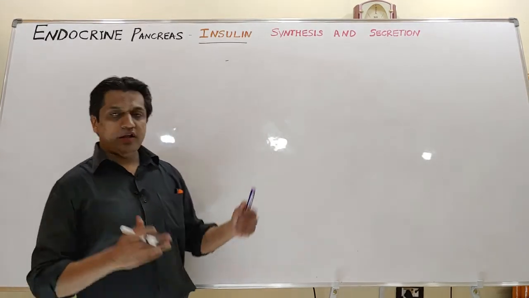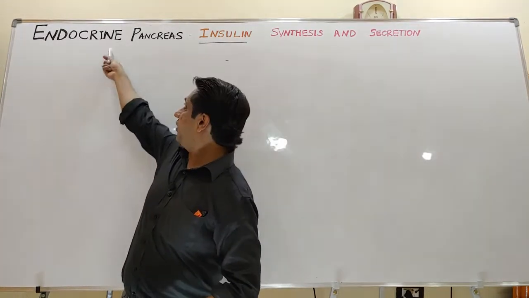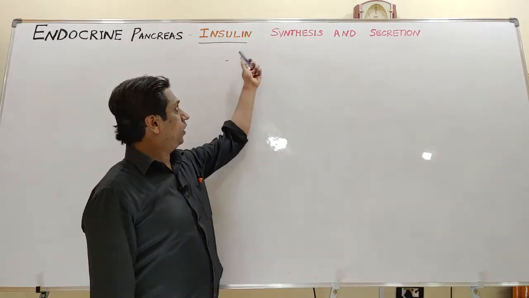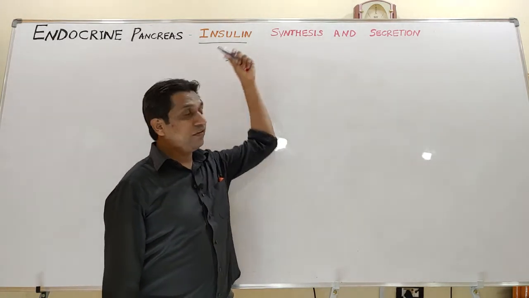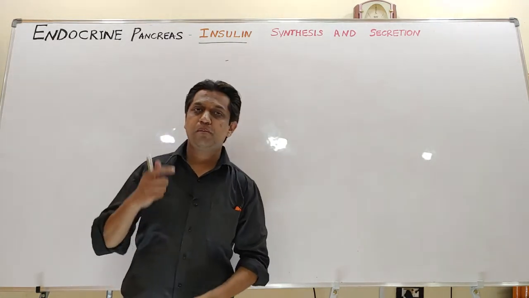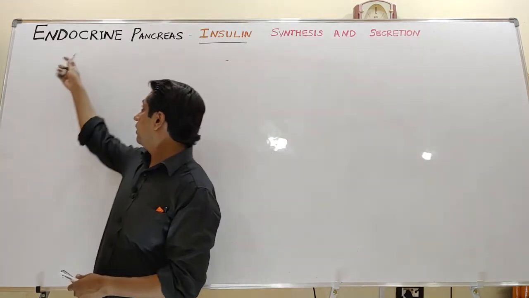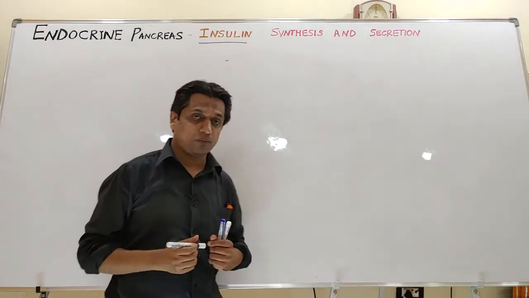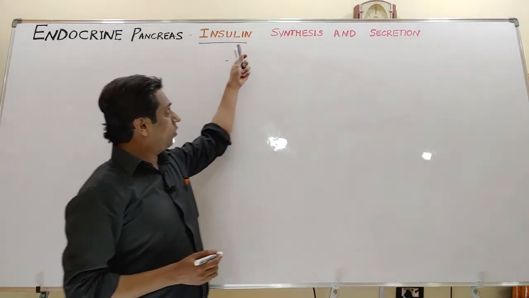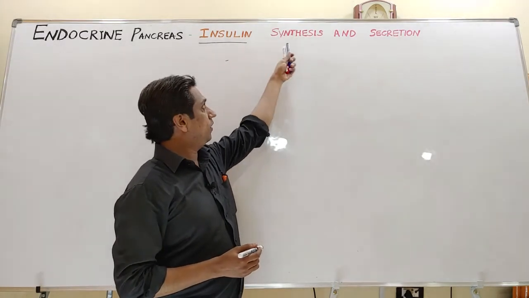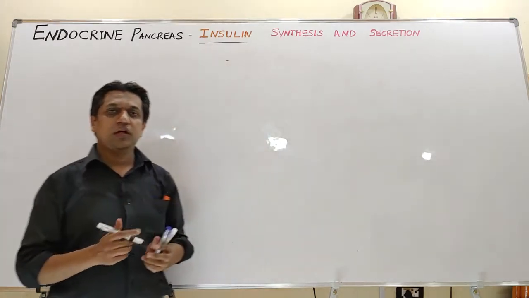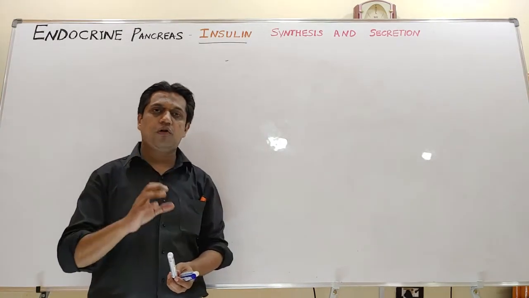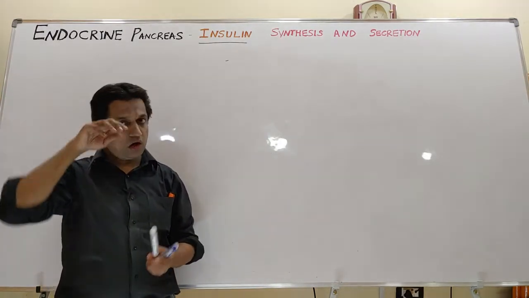So in the last video we discussed the endocrine pancreas, insulin, its structure and synthesis. This is part 2 of the series on the endocrine pancreas. We have already discussed insulin. It is secreted from the beta cells, and we saw how it is synthesized inside the cell and stored in the form of granules along with zinc.